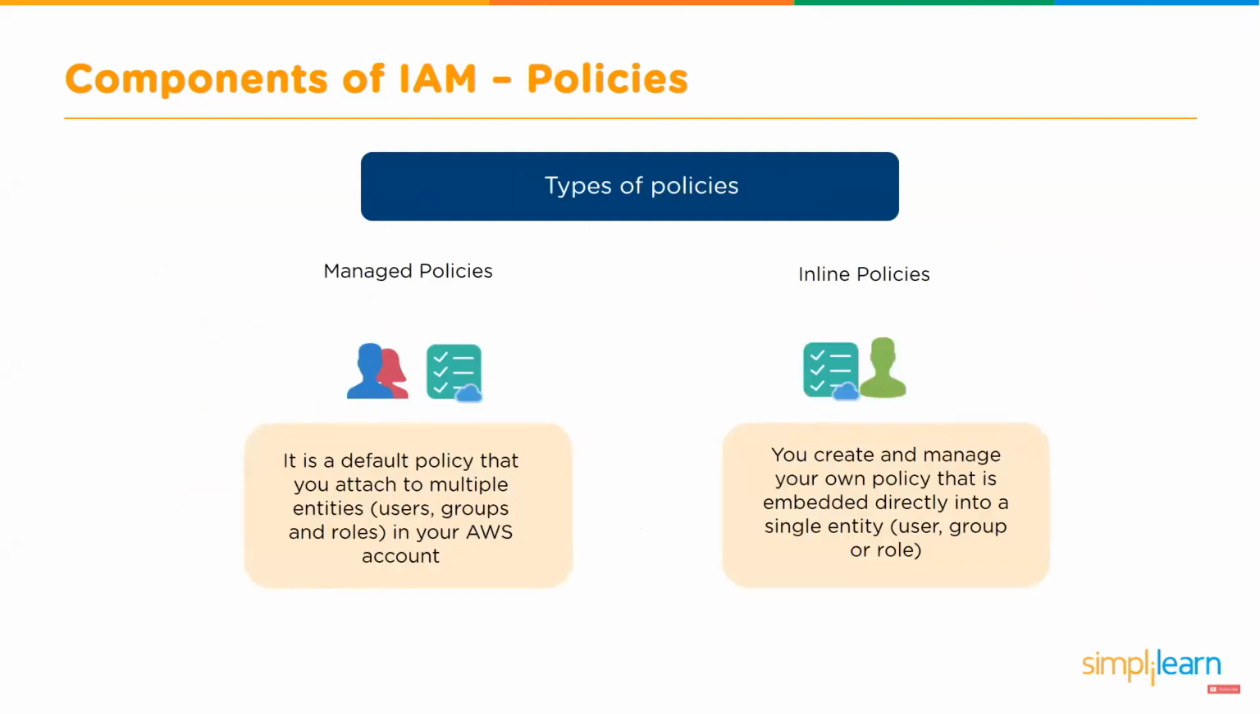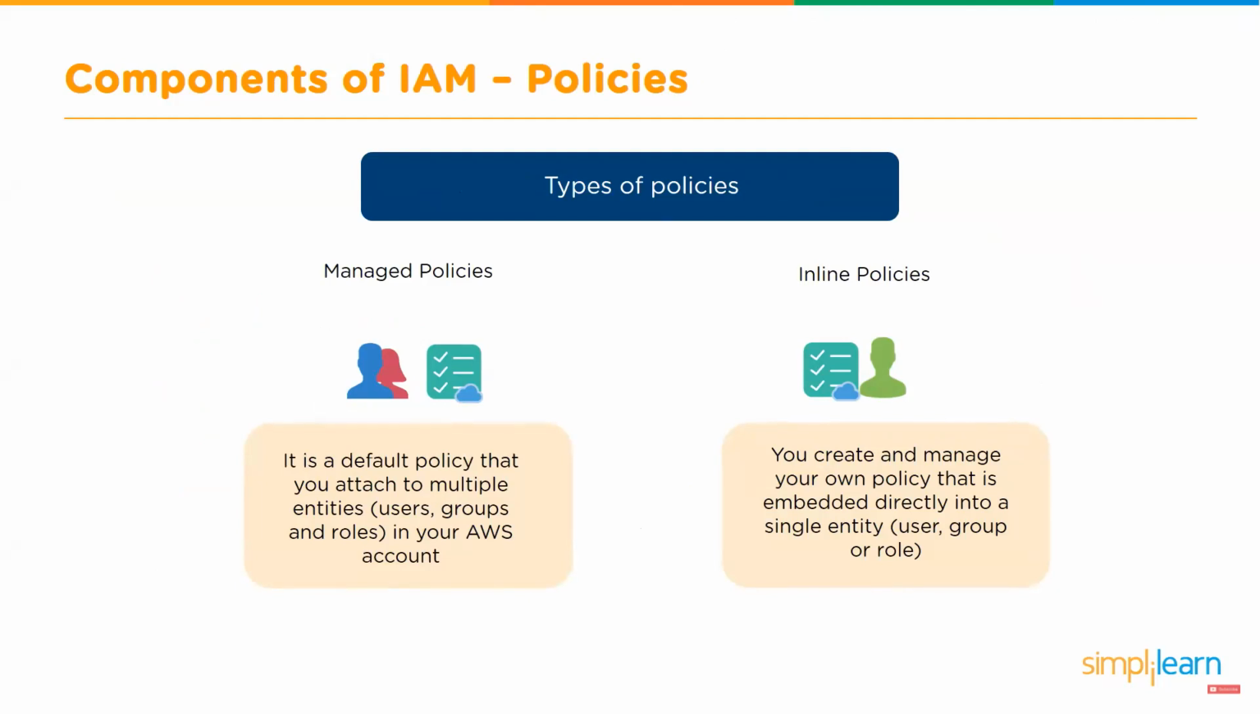So we have two broad categories: managed policy and inline policy. Now, managed policy is the default policy that we attach to multiple entities, be it users, groups, or roles in our AWS account. On the other hand, inline policies are policies that we create and manage ourselves, and these policies are embedded directly into a single user, group, or role.